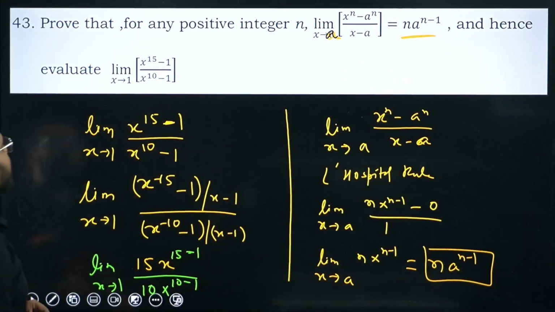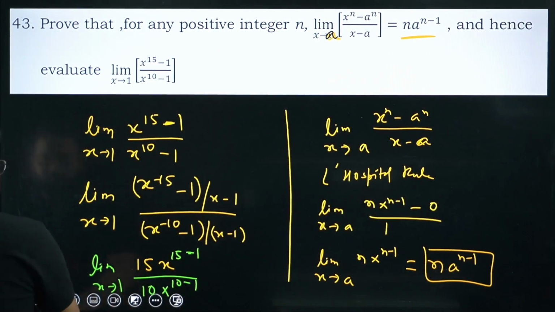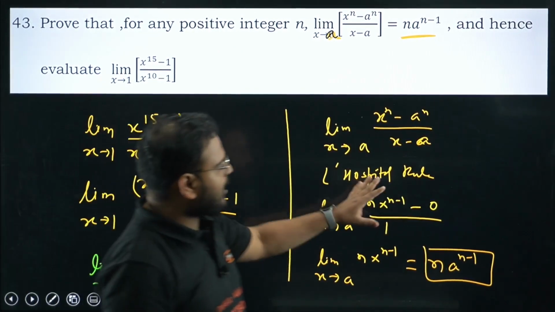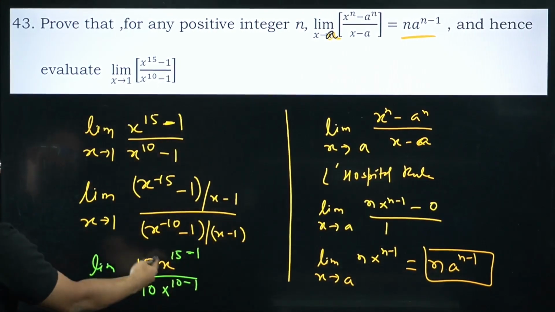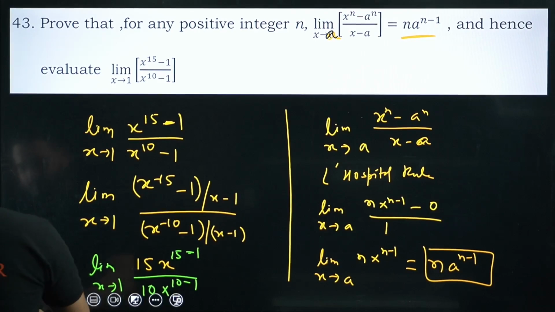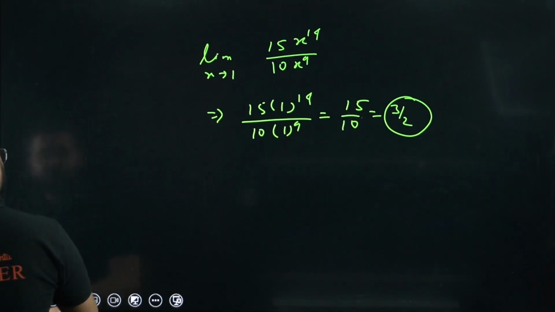Question 43 is done. So let's move on to question number 44. This is clear. All of this uses L'Hospital's rule. We get n a^(n-1), and we use the same formula to get this result as 3 by 2. Okay, let's move on to question number 44.